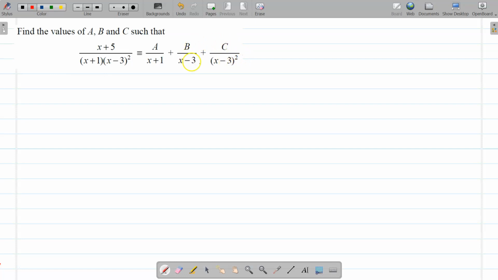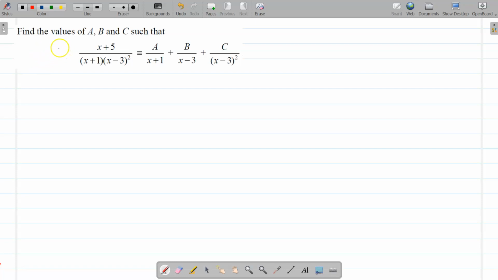The reason we have to do that, just to be clear, is that if we were to write b over x minus 3 and c over x minus 3, we might as well instead have just written a single fraction over x minus 3 and combined these two. And that wouldn't then give us the correct format for the denominator. So we have to do it like this, and we have to force that to equal this and then find the values of a, b and c.